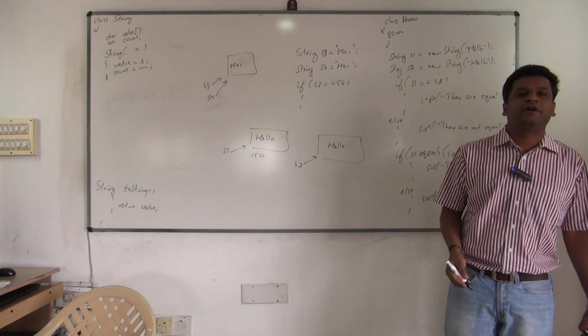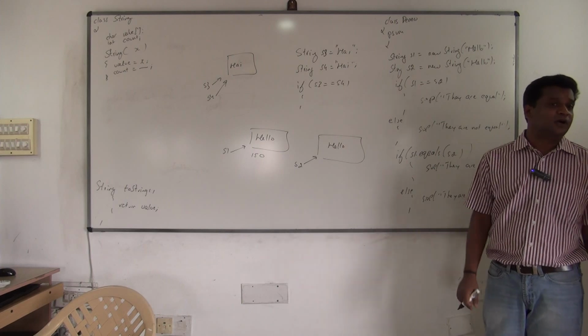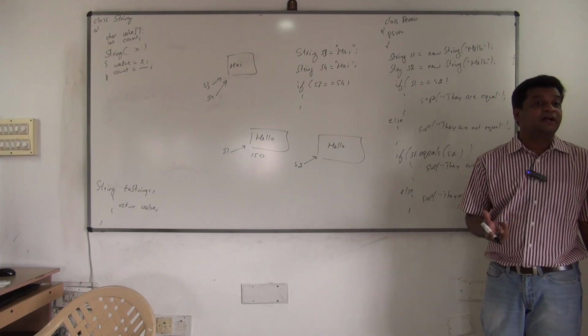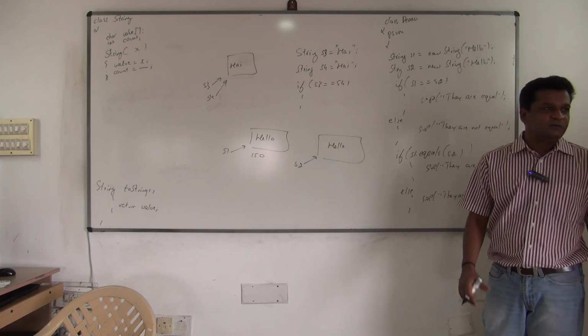If you use the comparison operator also it will be true. If you use the equals method also it will be true. But what is the difference? The comparison operator is checking the reference. Equals is checking the content. Understood? A huge difference is there. Equals will be checking the content.